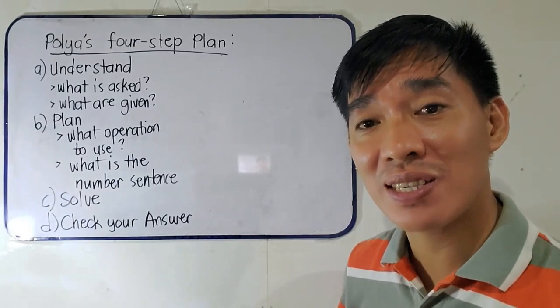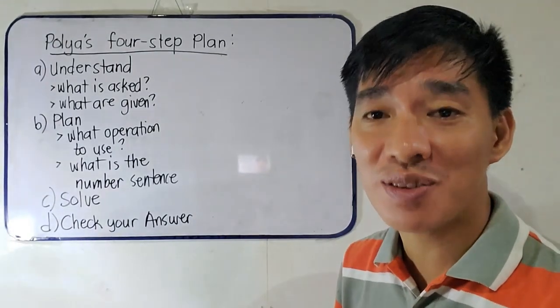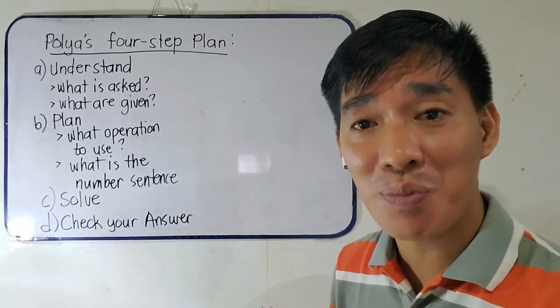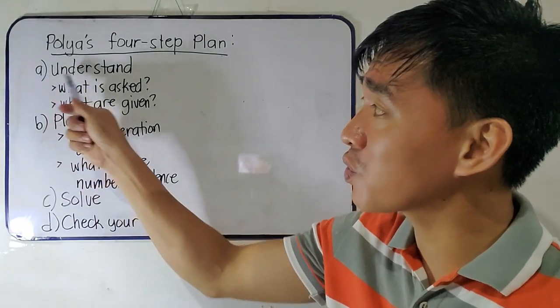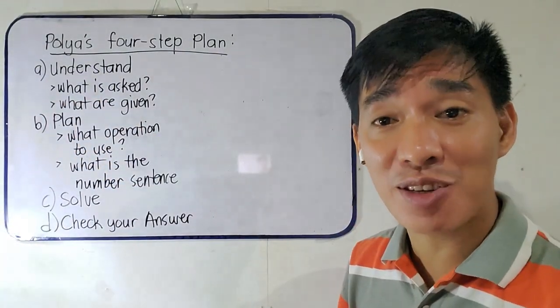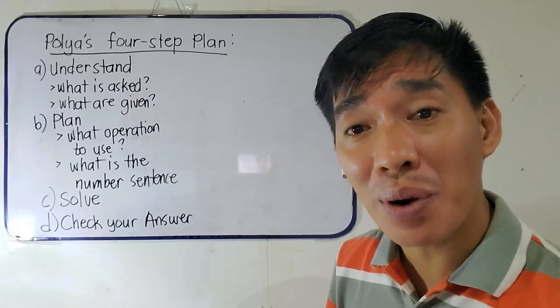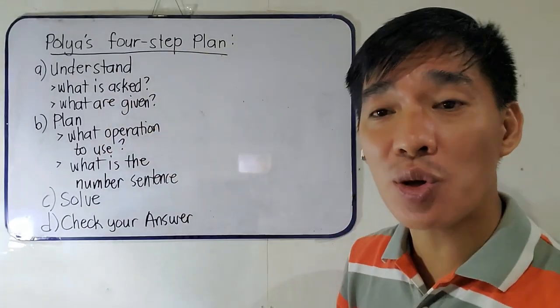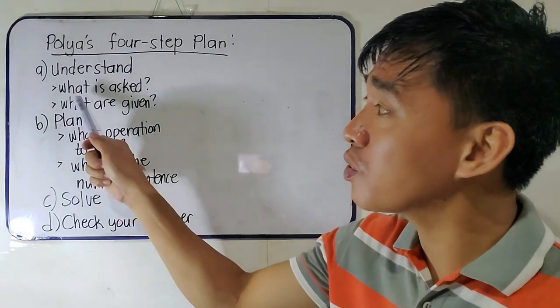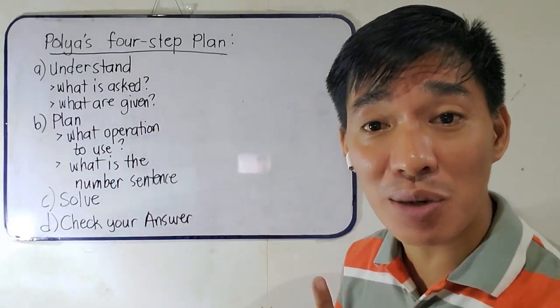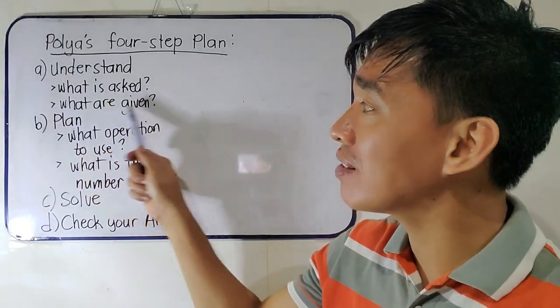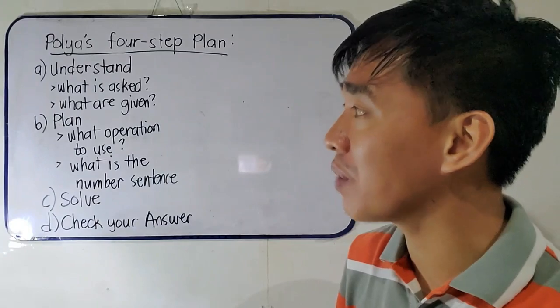Polya would suggest that there are 4 steps that you need to consider in solving math problems. The first one is to understand, or read and understand. You already read the problem, so let us understand. So as we understand, we need to know what is asked in that particular problem. Next, what are the given in that particular problem.